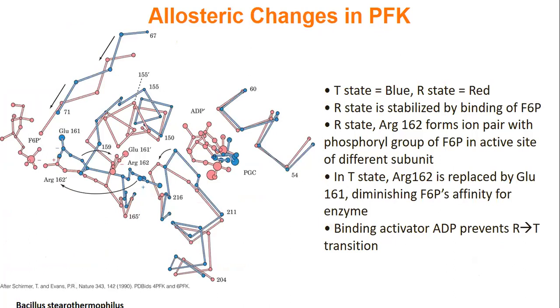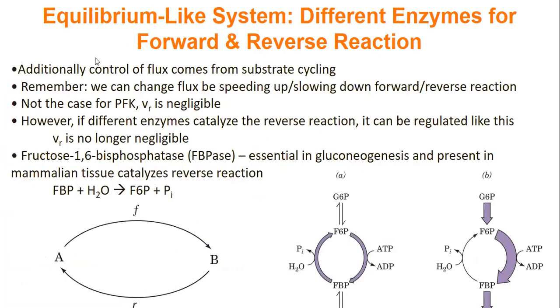Make sure you know the big changes from T to R in PFK. Like, what's the big difference? Big difference, these two amino acids. Arginine 162, glue 161. Everything else more or less stays the same, but this is the big change in this protein. Cycling, forward and reverse reactions, how we can control flux doing that.